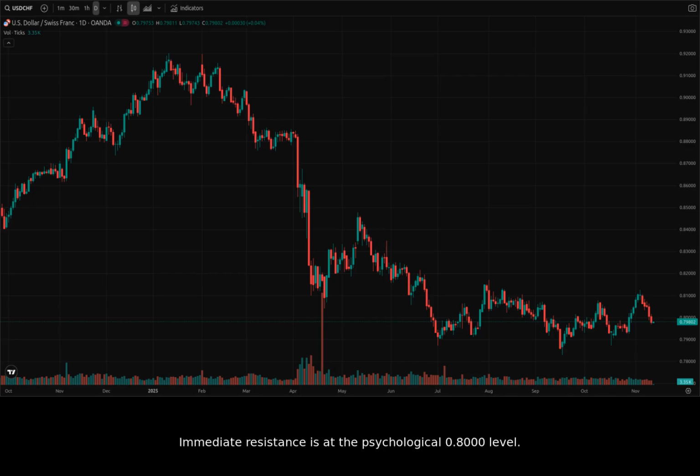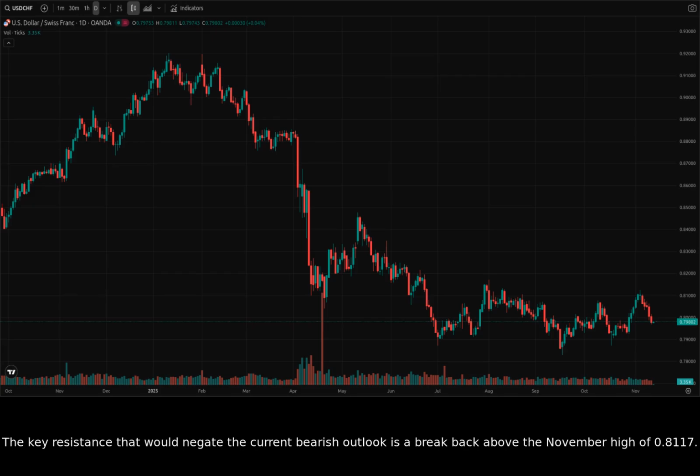Immediate resistance is at the psychological 0.8000 level. Stronger resistance sits at the broken support zone between 0.8050 and 0.8071. Any move back to that area would be a prime location to watch for a bearish reaction. The key resistance that would negate the current bearish outlook is a break back above the November high of 0.8117.